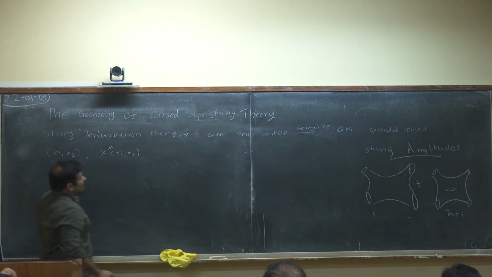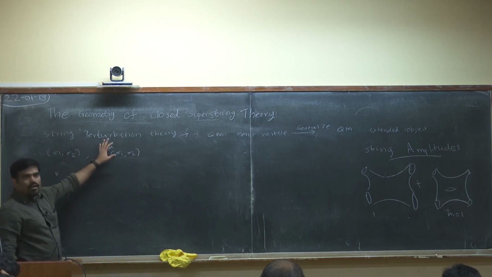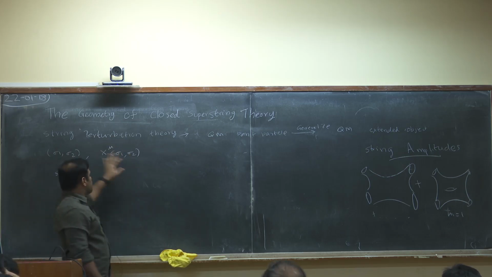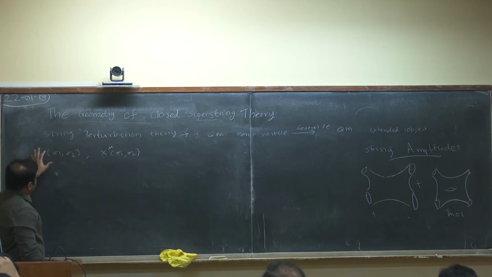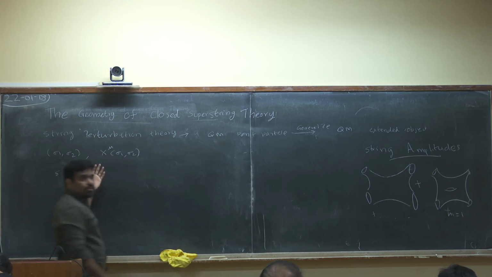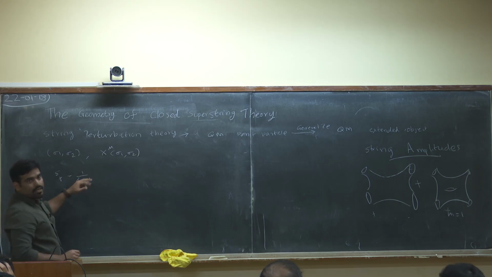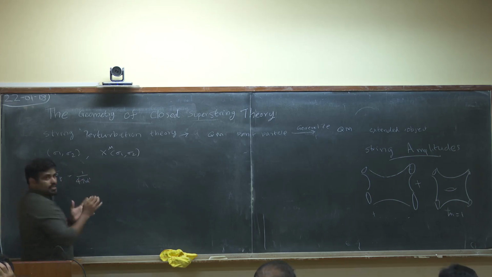The conditions that the action must satisfy are the following. It should be invariant under local Lorentz transformations that you perform in the space-time, and it should be invariant under reparameterization of the world sheet coordinates. Such an action is given by the Polyakov action, which is 1 by 4 pi alpha prime, where alpha prime is the only parameter that you have in the theory. So this is the basic string scale.